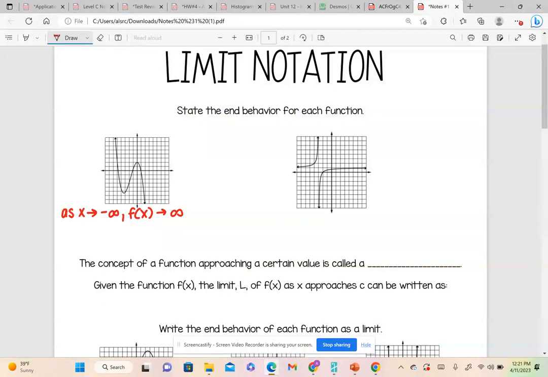Have I done my entire end behavior? I've only done one half, right? So I've done as x approaches negative infinity. Then I'm going to say as x approaches positive infinity, what's happening to my graph, or my f of x? It's going down. It's going to negative infinity. Okay? I would like you to try the same thing for graph number 2. As x approaches negative infinity, what does f of x do? And as x approaches positive infinity, what does f of x do?